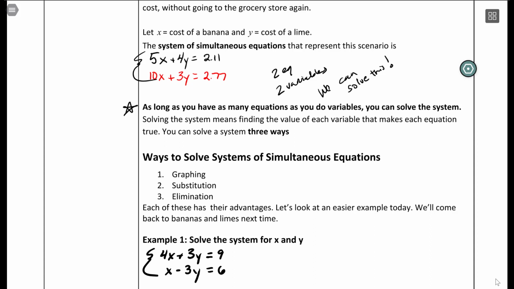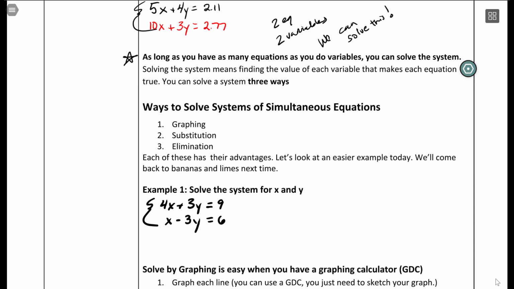So let's take a look at an easier example than dealing with one of these weird decimals. We'll come back to bananas and limes next time. Example 1, we have a system of simultaneous equations that's 4x plus 3y equals 9, and x minus 3y equals 6. Well, what does it even mean to solve a system of equations? We want to solve for x and y, which means we want to know what does x equal and what does y equal that will work for both of these equations.